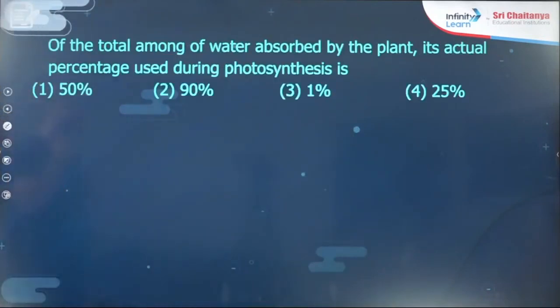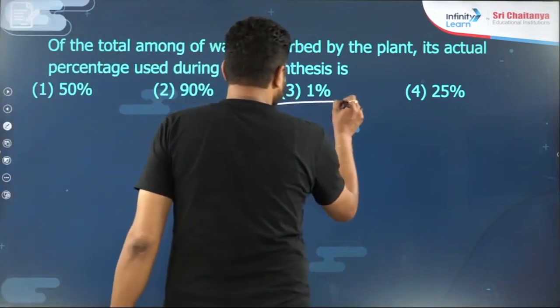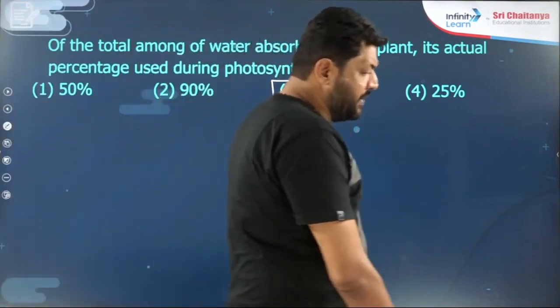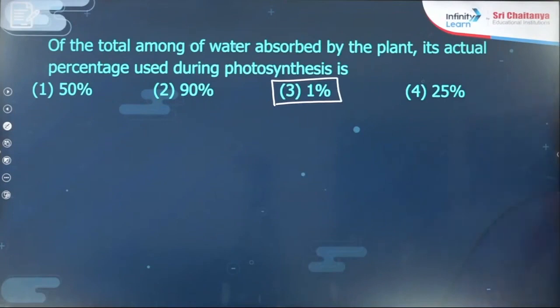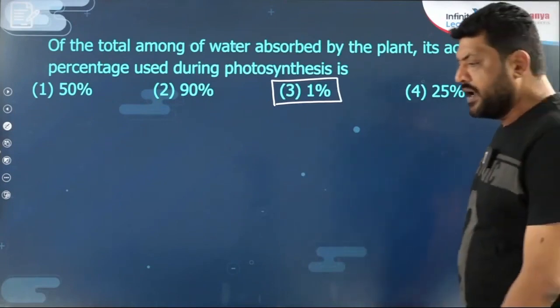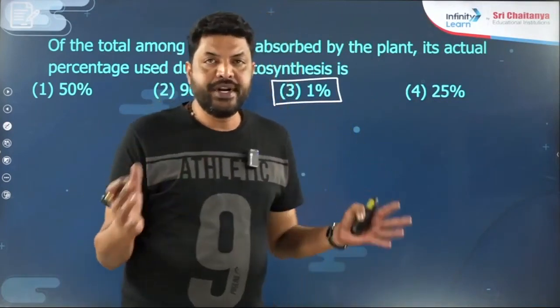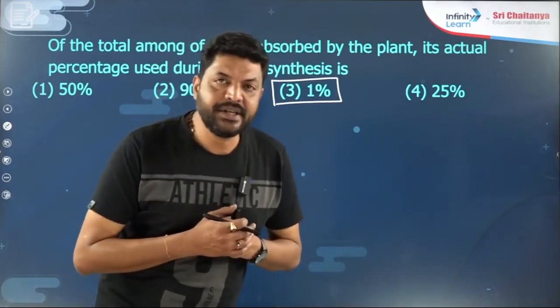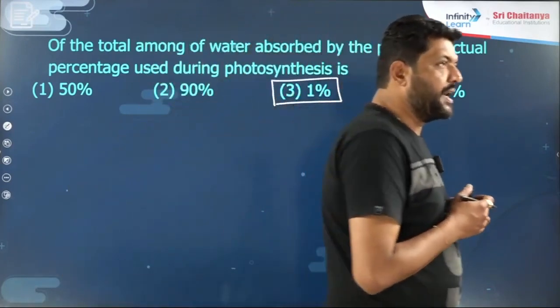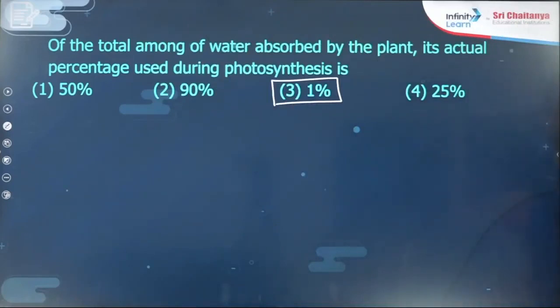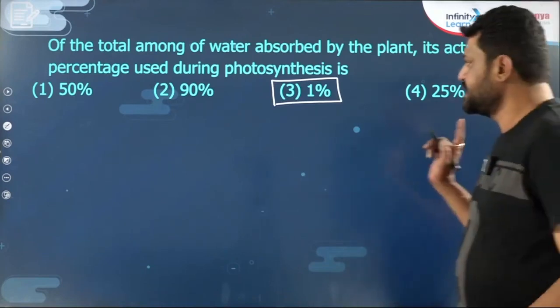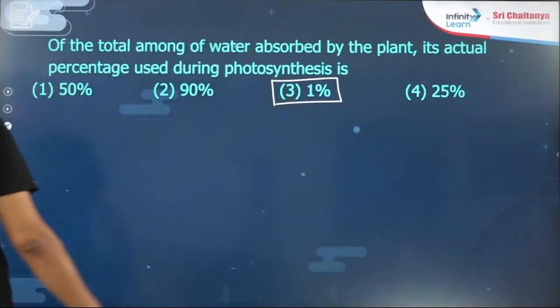Of the total amount of water absorbed by the plant, the actual percentage of water utilized during photosynthesis is 1%. All these are previous year questions, only 1%. The majority of the water, around 85 to 90%, will be transpired and stored in different parts of the plant and utilized by different parts of the plant. But the percentage of water utilized directly in the light reaction of photosynthesis is 1%. It is a standard and fixed answer.